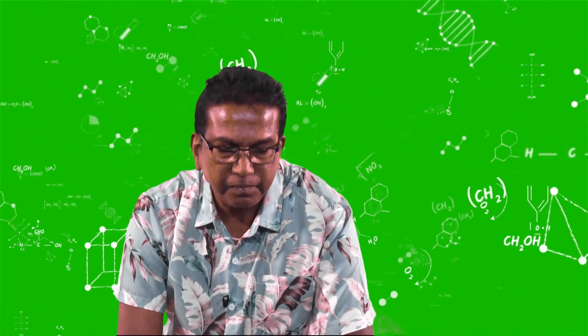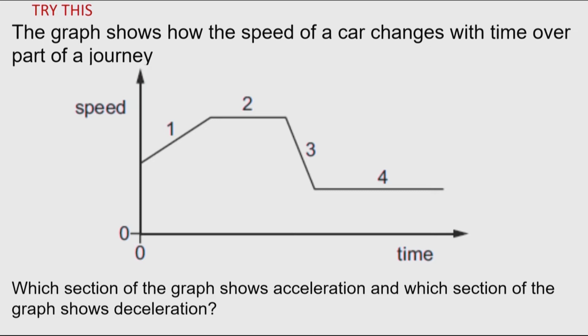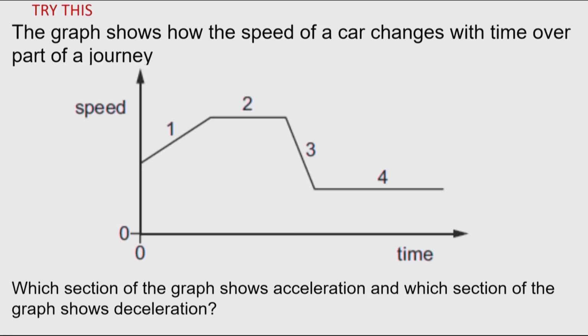Now, look at this question. You have an object moving, study the part of the graph numbered 1, 2, 3, and 4. And I want you to tell me which section of the graph shows acceleration and which section shows deceleration. Study. One is acceleration, and three is deceleration. You can see, one, it is accelerating, speed is increasing. Two, it's constant speed. Three, is reducing speed, therefore deceleration. And four, again, constant speed. But the answer for the question here is one and three. Clap for yourself, got it correct?